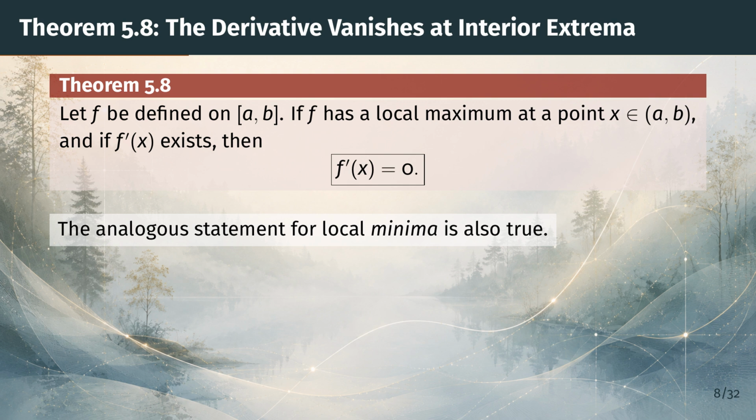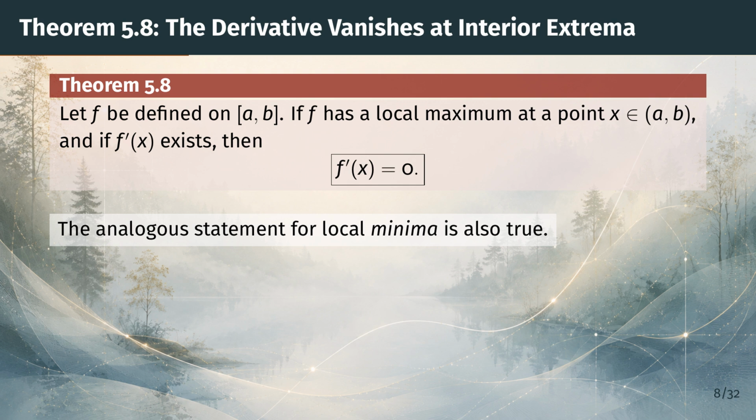Both hypotheses matter. The point must lie strictly inside the interval, and the derivative must actually exist there. At an endpoint, or at a corner where the derivative fails to exist, the conclusion can fail. One more caution: the converse is false. The derivative of x cubed vanishes at 0, yet 0 is not a local extremum. A zero derivative only marks a candidate.